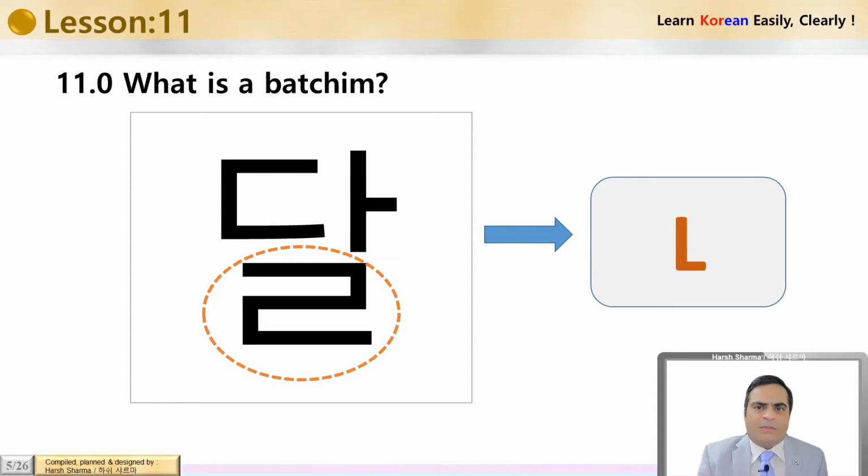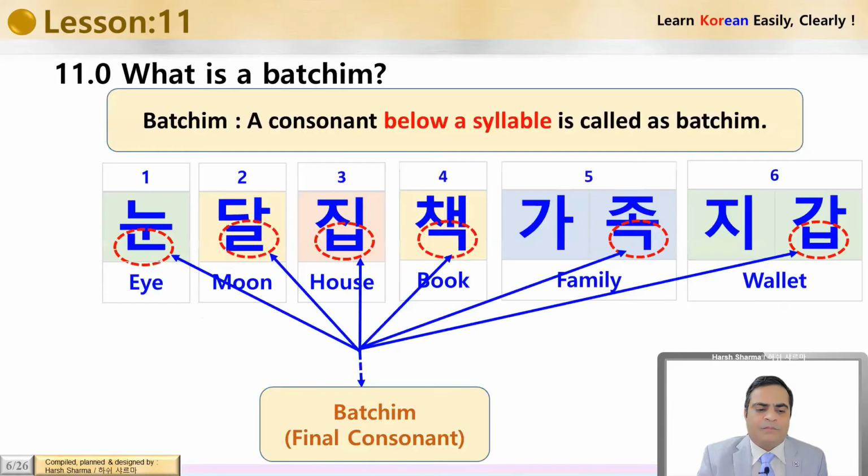Let's see one more example. Now I think you can find out what the Batchim is in this syllable. Yes, a consonant which is written below at the final position is called Batchim. Here the Batchim is La. Now let's check in a little more detail. What is Batchim? A consonant below a syllable is called Batchim.